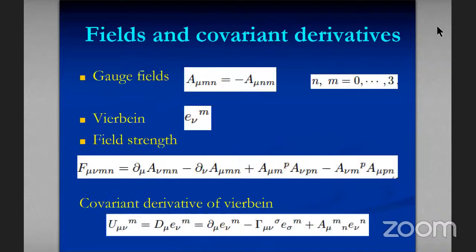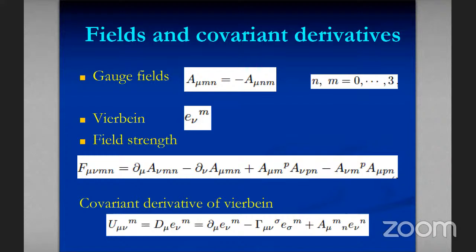So the fields that we have are relatively straightforward. It's just the gauge fields, A_μ^{mn}, where m, n are the Lorentz indices from 0 to 3. So they are altogether the 6 gauge fields of SO(4). And then we have this generalized Vierbein that has one world index and one Lorentz index. So these are the basic building blocks, a standard Yang-Mills gauge theory with a bosonic matter field. You can add fermions, but they will not play a role for the present discussion.